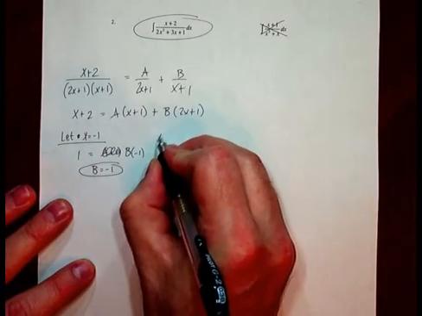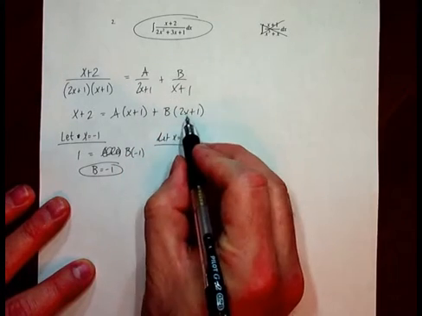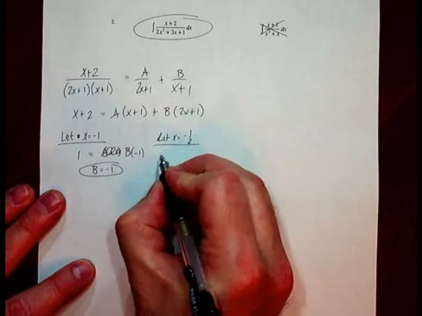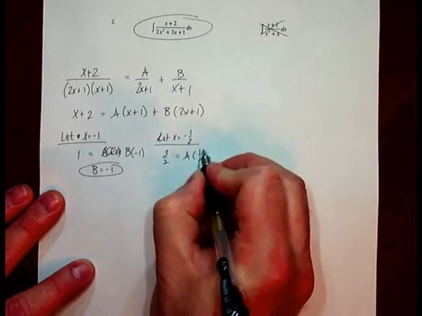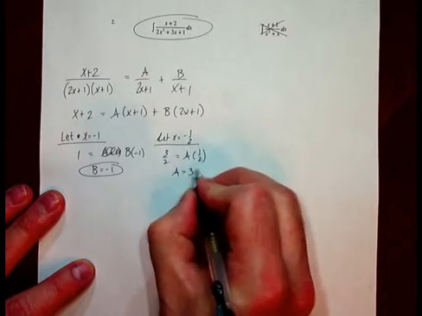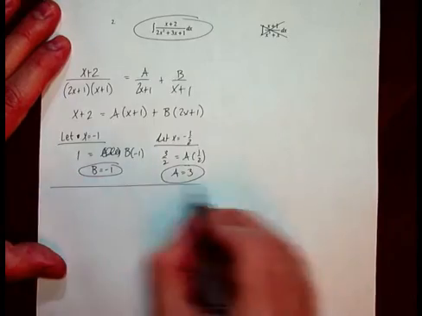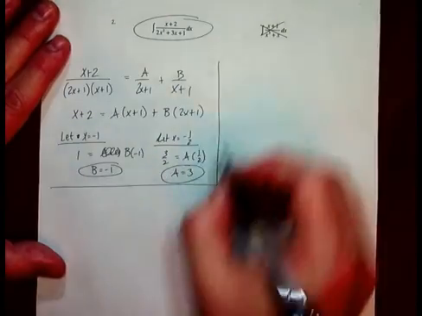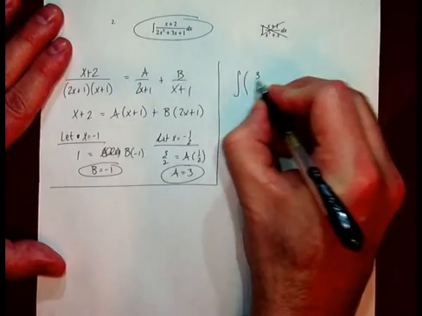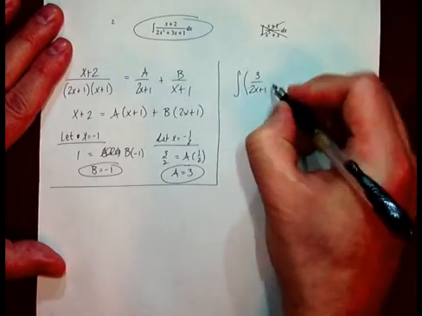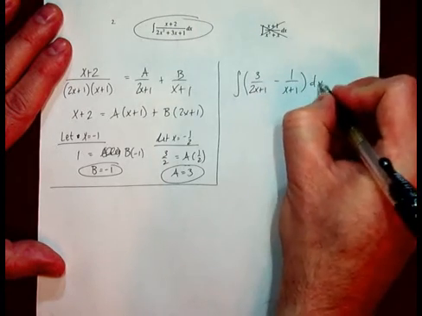So if we let x equal to -1/2, which is going to get rid of this one, this is going to be 3/2 is equal to a times 1/2, or a is equal to 3. Okay, so we've done our decomp, and that tells us that our integral is going to be 3 over 2x plus 1 minus 1 over x plus 1 dx.